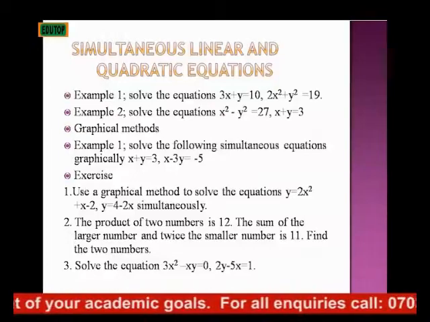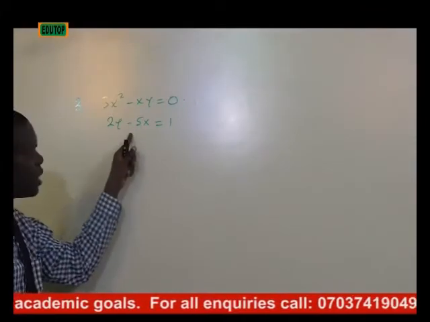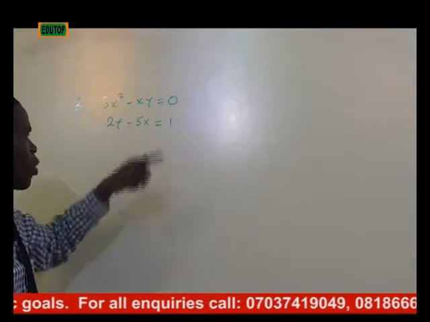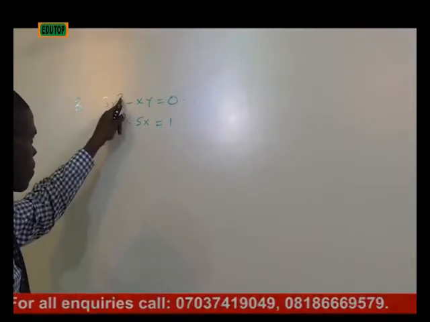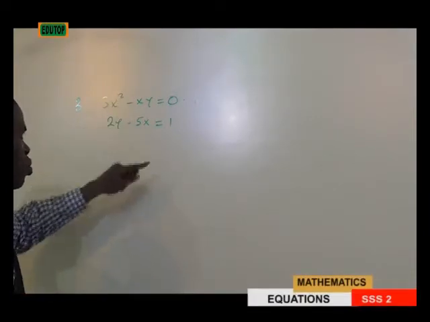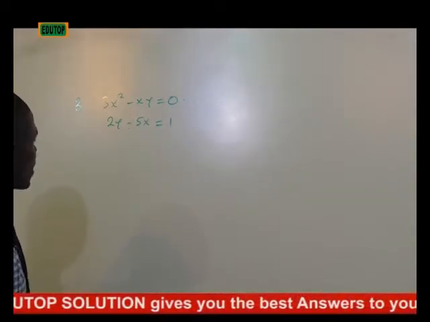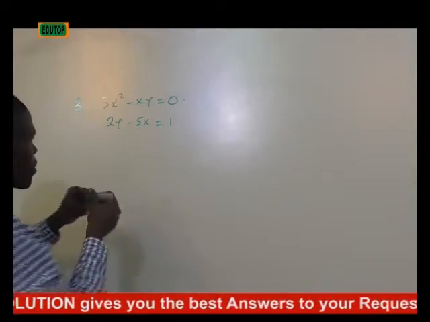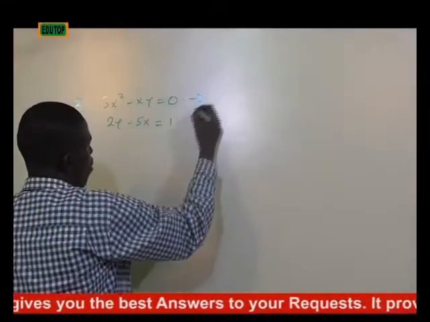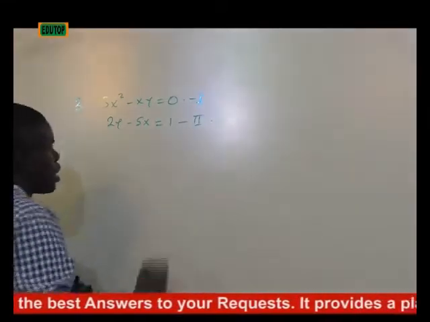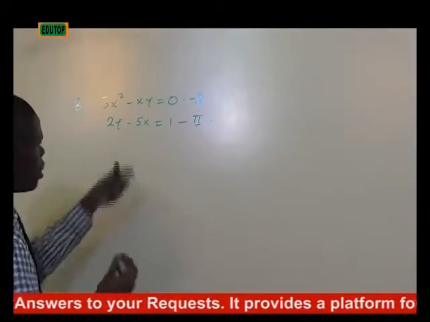These are the two equations. This one is a linear equation, while this is a quadratic equation, simply because the highest power of your x here is 2 and the highest power of your x here is 1. So automatically, let's call this equation 1 and call this equation 2. Equation 2 is simpler than equation 1.